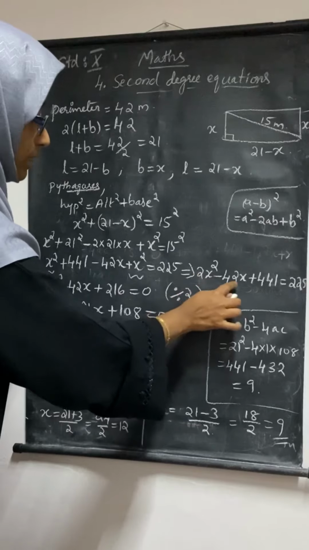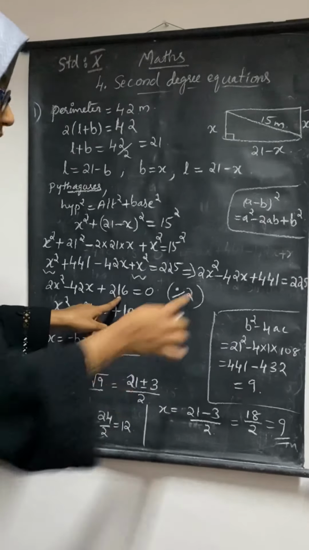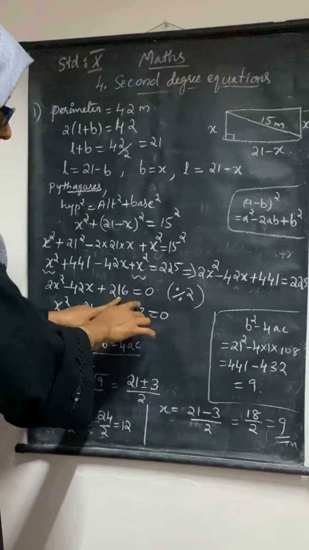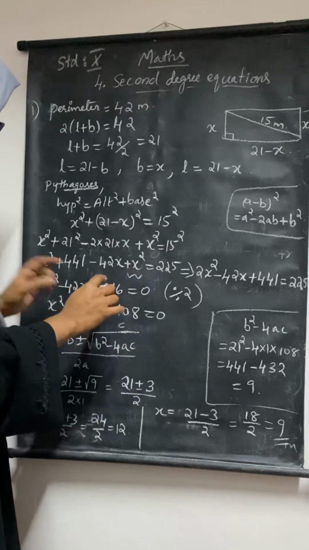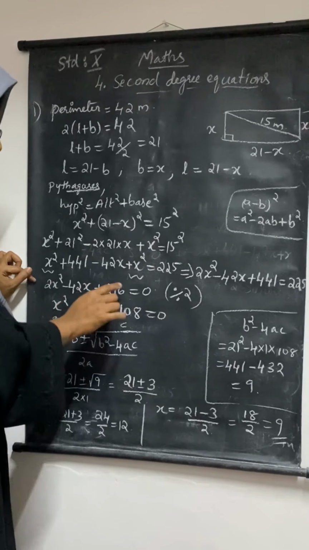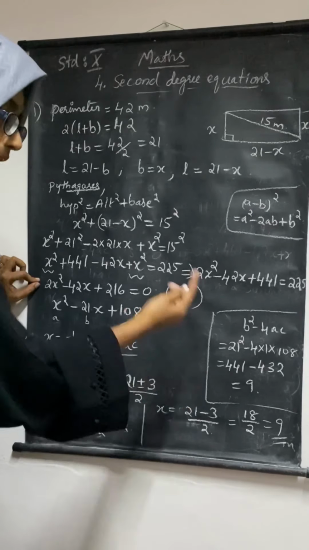So 2x² − 42x + 441 − 225, how much will you get? This minus this, 216, is equal to 0. Now the equation came, and you can also see these are all divisible by one number. Which number? It can divide by 2. So I'm making it shorter.